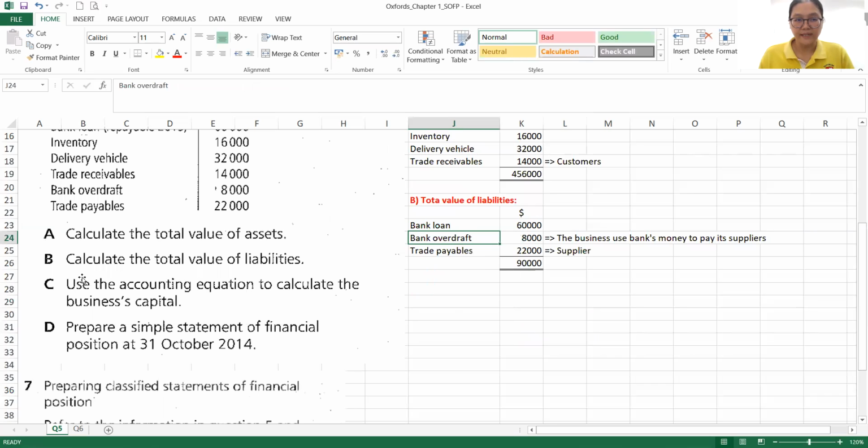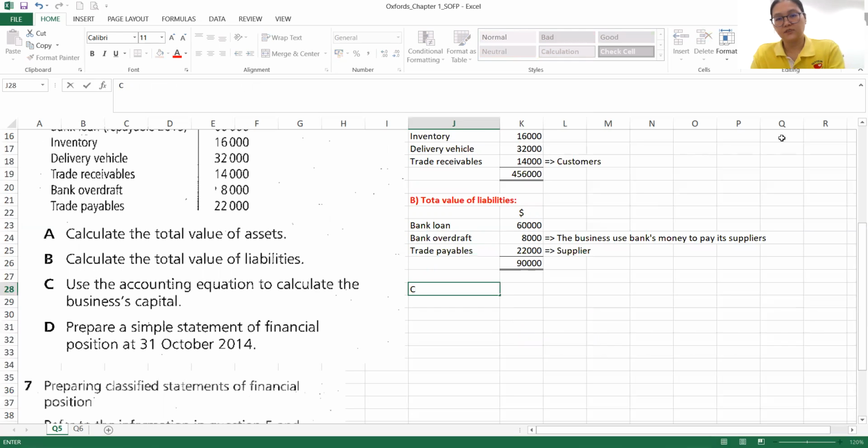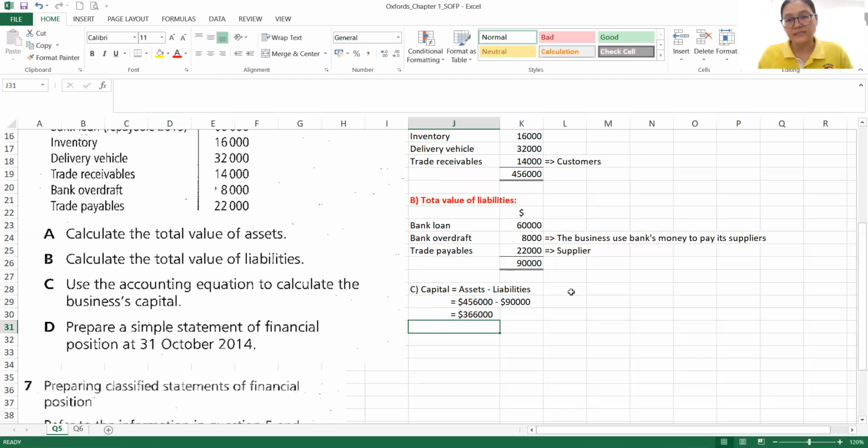So based on these two we have done, they say use the accounting equation to calculate the business capital. So capital, what is the formula? Capital, as I say in the notes, is asset minus liability. So which one is asset, which one is liability? Asset is in the A, which is 456,000. Okay, minus 90,000. So we get, let me count, 456 minus 90. So 366,000. Okay, so this is the capital.